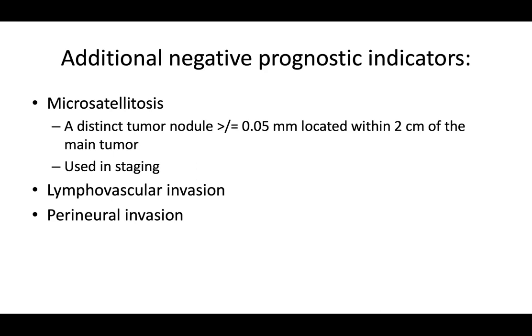Now, obviously, if you have a biopsy that's less than 2 centimeters from the actual tumor, you're not going to be able to tell that. So oftentimes this comes into play on excisions. It's used in staging. Again, as I mentioned, if you have the presence of a microsatellite, then you're going to have to take that into account in your staging. Lymphovascular invasion and perineural invasion as well, as common sense would predict, are important negative prognostic indicators.